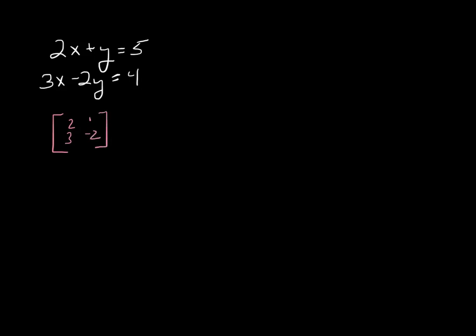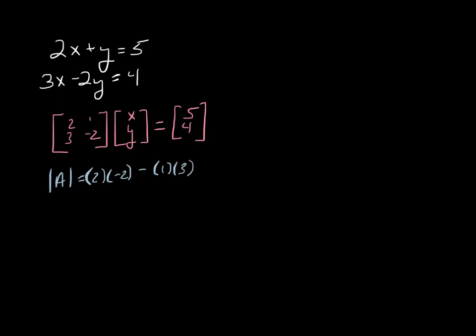Let's take a look at another example. Let's try 2x plus y equals 5, and 3x minus 2y equals 4. So we have 2, 3, 1, negative 2, those are the coefficients of x and y, times x, y should be equal to 5, 4. So this is our matrix A right here, so let's find the inverse of A. We start with the determinant. Negative 4 minus 3 is negative 7.